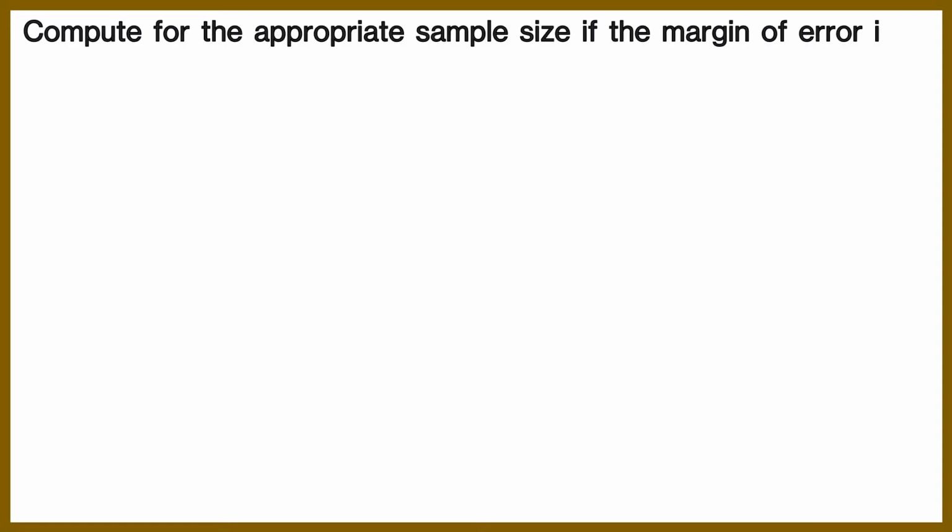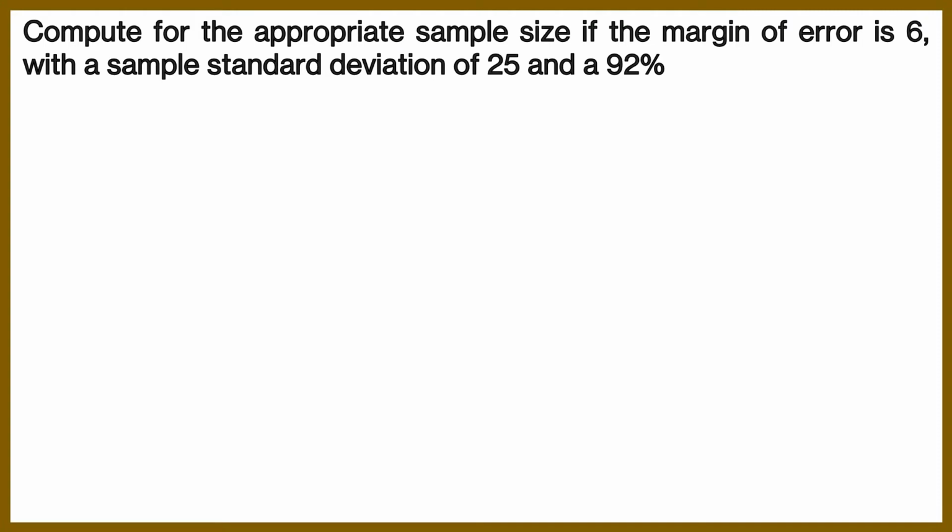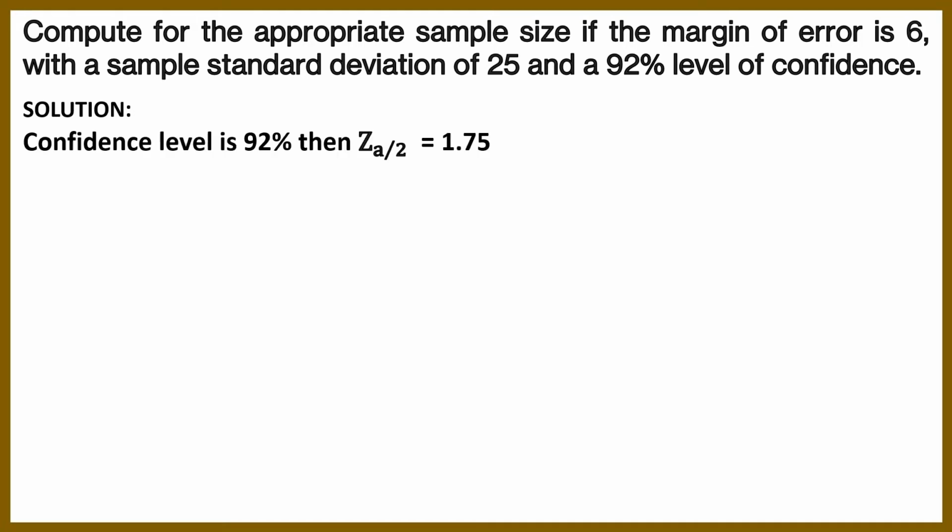Compute for the appropriate sample size if the margin of error is 6, with a sample standard deviation of 25 and a 92% level of confidence. Okay, so to get the answer, let's have our solution. Identify first the given. Confidence level is 92%, then the C coefficient is equal to 1.75. Margin of error of 6, and then the standard deviation is 25.